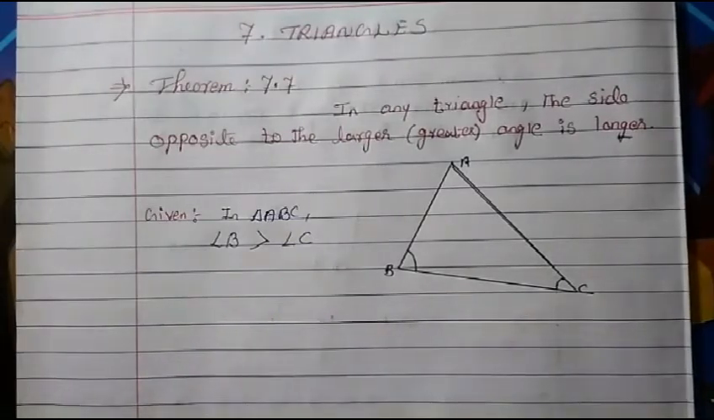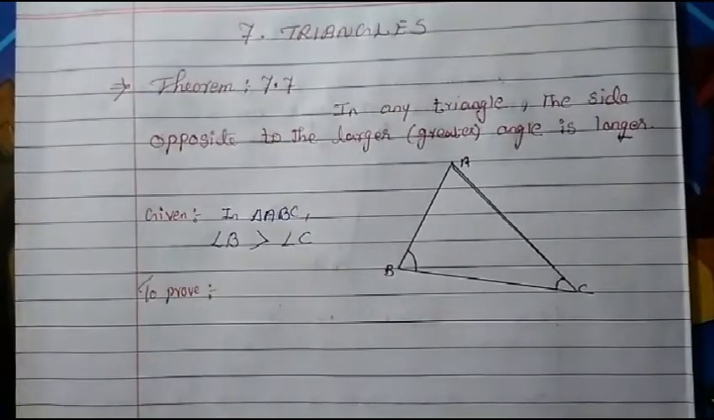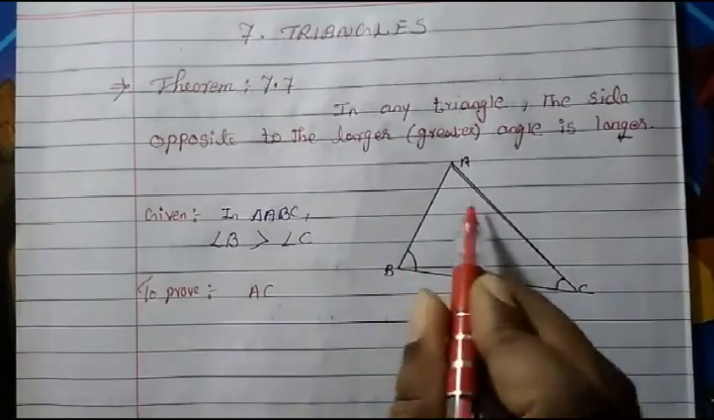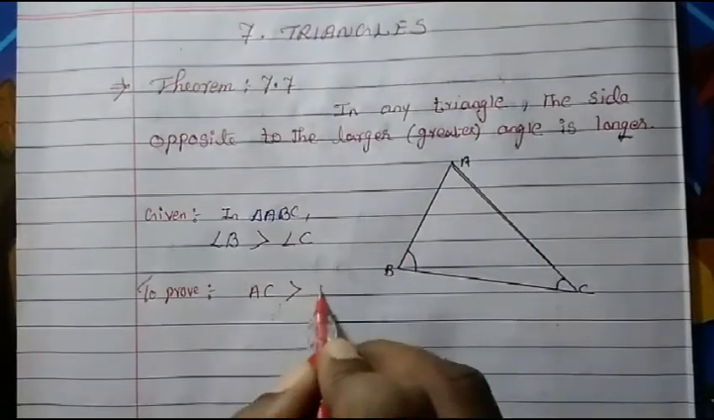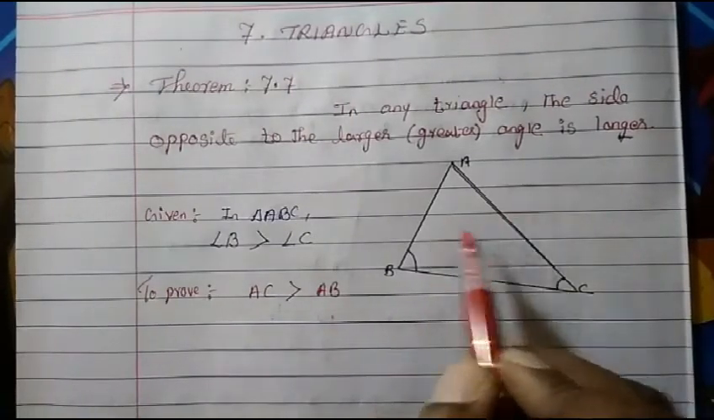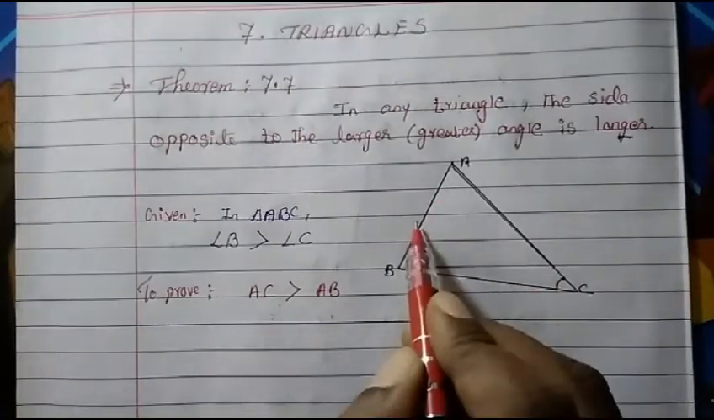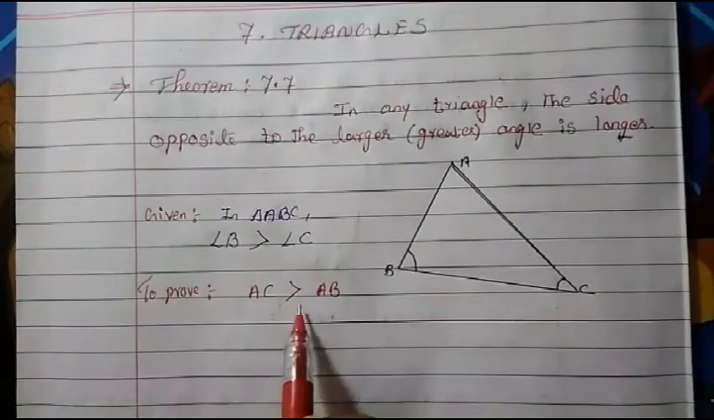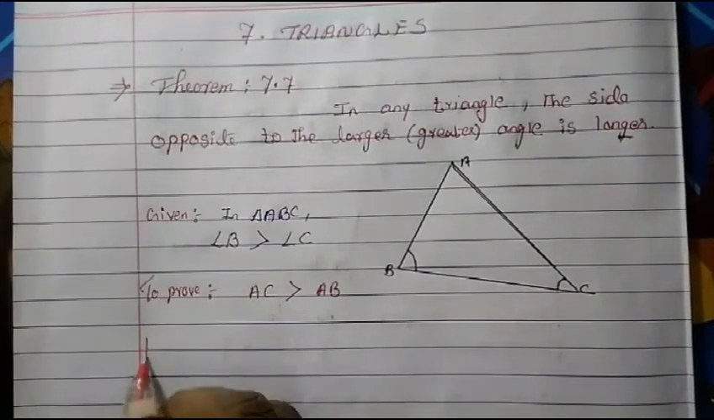So what do we have to prove? We have to prove that AC, the side opposite to that angle, will be greater than AB. Because if this angle is greater, the side opposite to it is greater, and the side opposite to the smaller angle will be smaller, as we have studied. So we have to prove that AC is greater than AB. Now let's begin the proof.